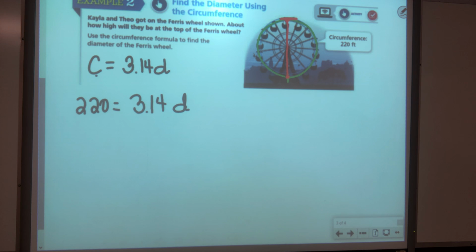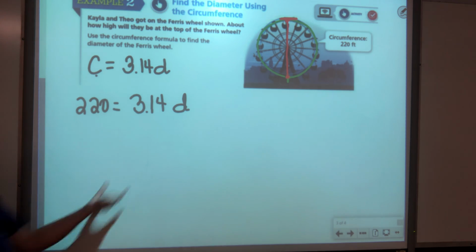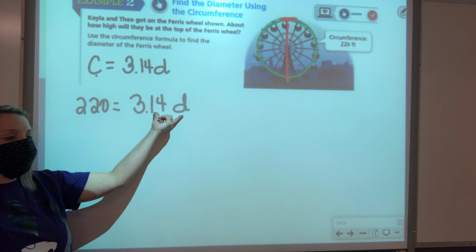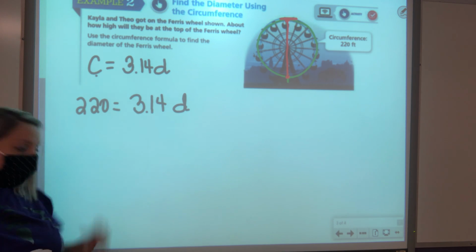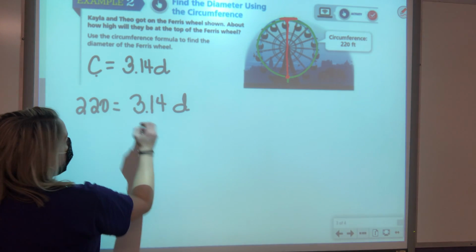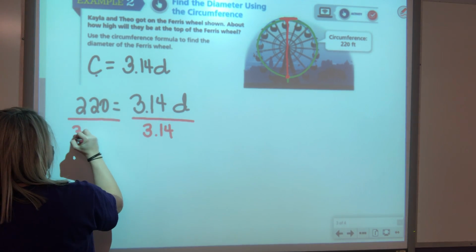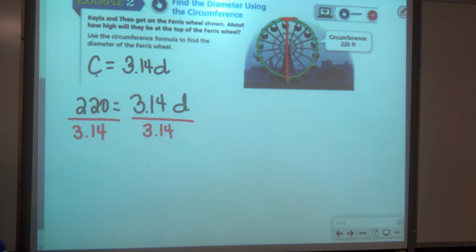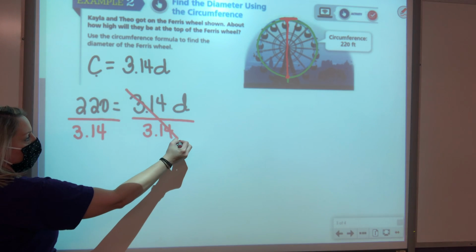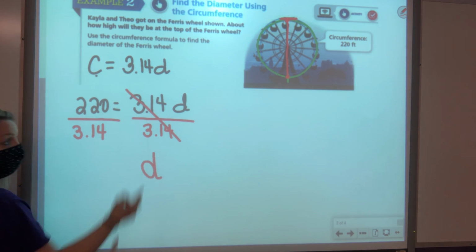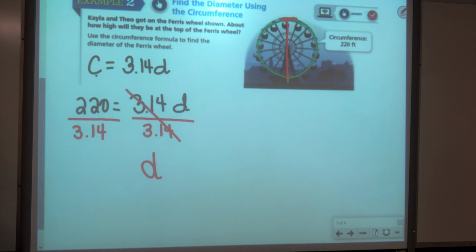Do you know how to solve a one-step equation? Yeah. What's happening between 3.14 and D? Multiplying. So what do we need to do to get rid of it? We need to divide. So if we divide both sides by 3.14, we cancel 3.14 out. What are we left with? D, which is our diameter.